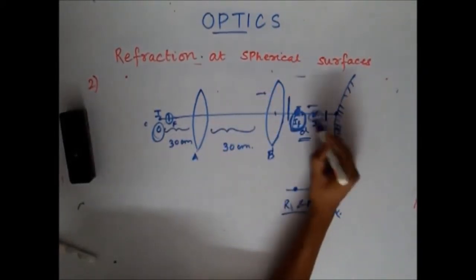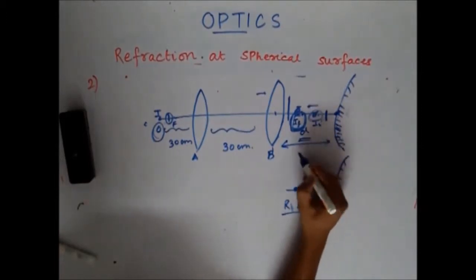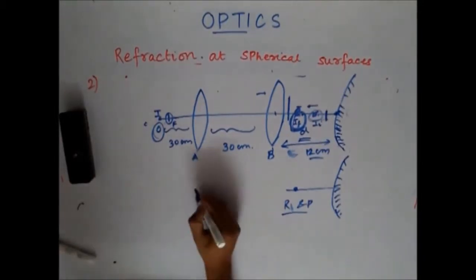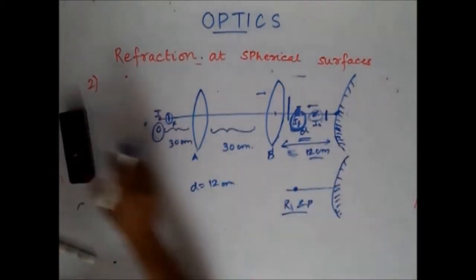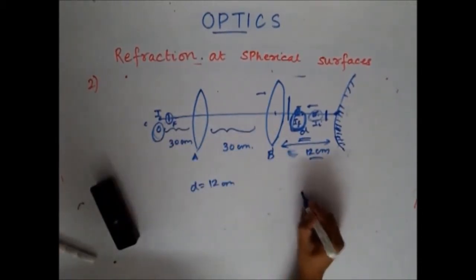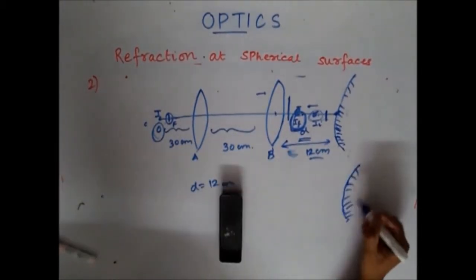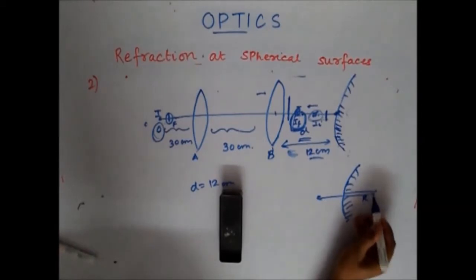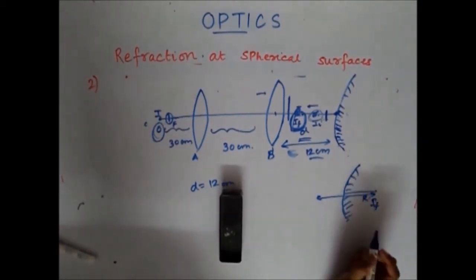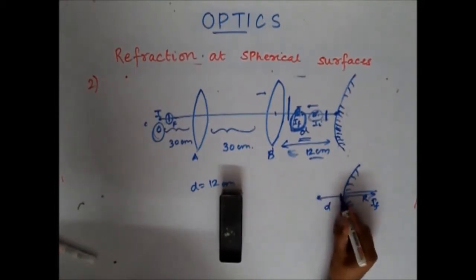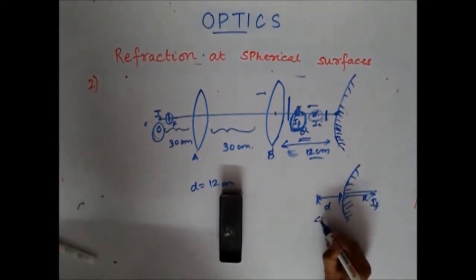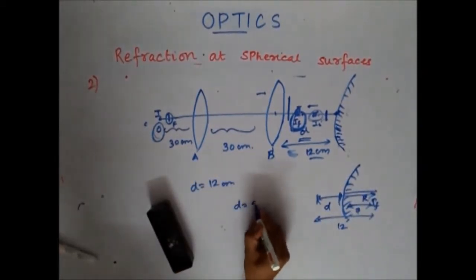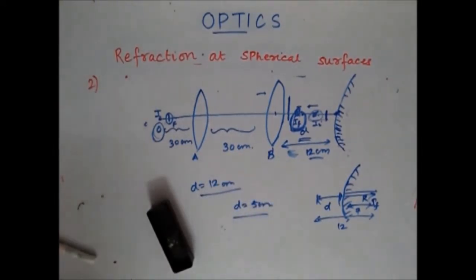So when this position IF is at this pole, that means this distance 12 centimeter is the distance D, and when the position IF is the radius of curvature, this is the radius of curvature, right? And this image is formed here. So what is D now? D is this distance, which is equal to, this whole is 12. So 12 minus radius of curvature is 7. So D is 5 centimeter. So D is equal to 12 centimeter or 5 centimeter.